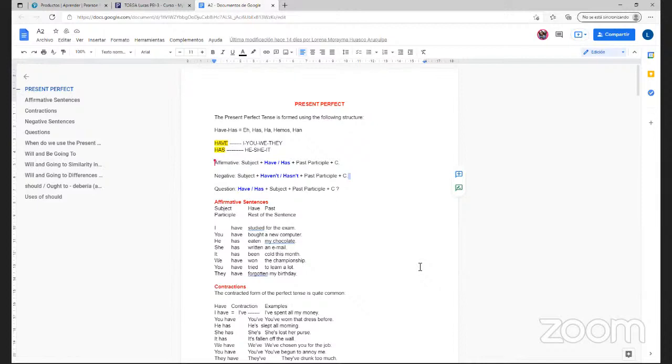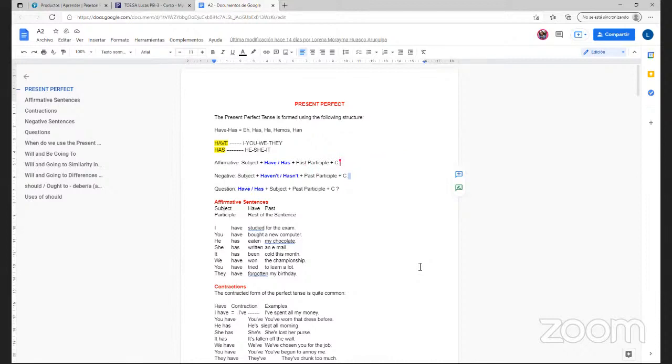In affirmative sentences, we will have first the subject, have or has, and the past participle of the verb. So what is the past participle of the verb? It's the third column, right? When we started to learn, the base form is not the simple past, that is only for simple past, and the third column is for perfects. So we have to identify the past participle and after the complement, right?